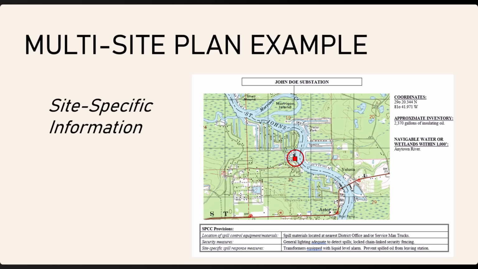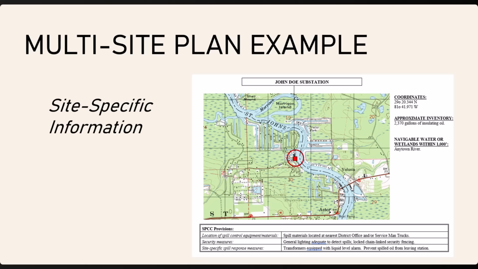Shown here is an example of a site-specific information format that might be useful for a substation. It shows the location of a facility on a topographic map, which depicts the locations of nearby wetlands and navigable waters relative to the facility. The land contours on the map provide information on the slope and direction of a potential oil spill should one occur.